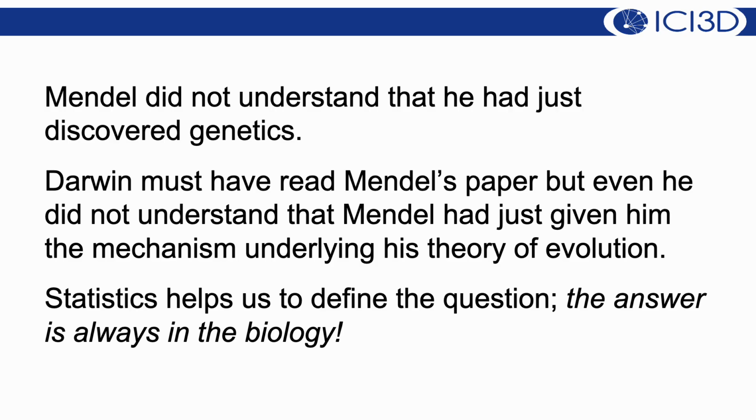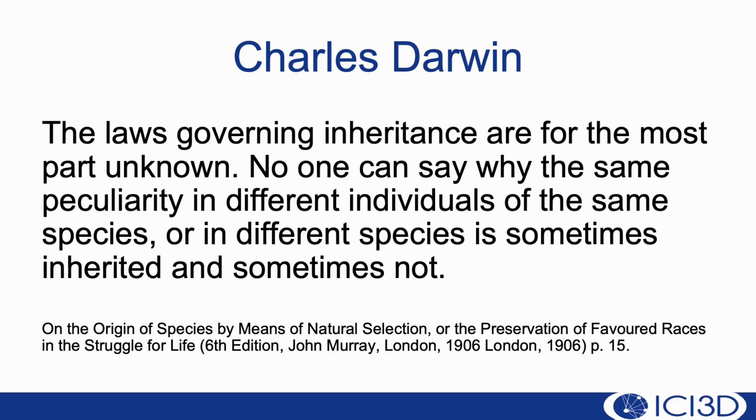And this is very interesting. So Charles Darwin has this rather, which we now see as being a strange view of how inheritance works. And he says the laws governing inheritance are for the most part unknown. No one can say why the same peculiarity in different individuals of the same species or in different species is sometimes inherited and sometimes not.